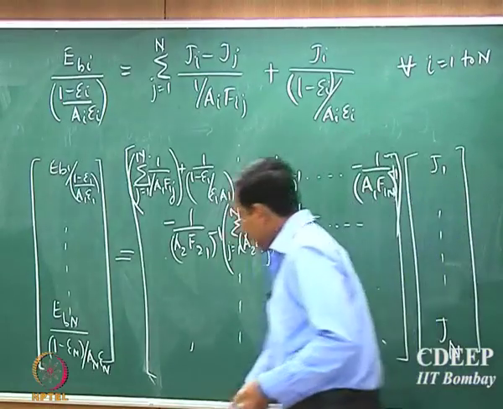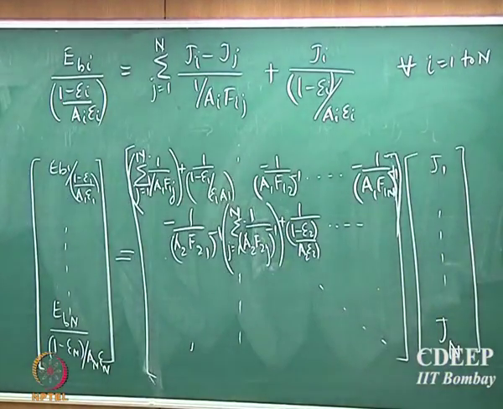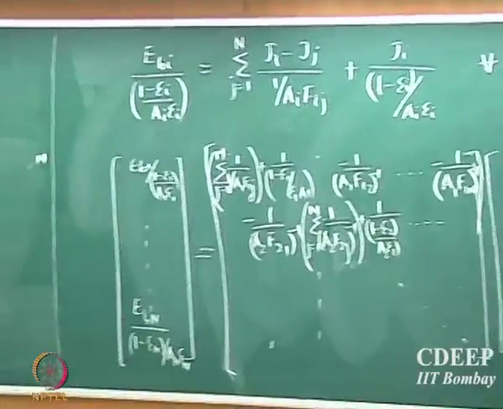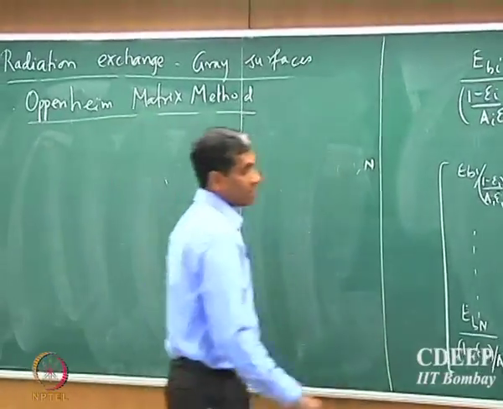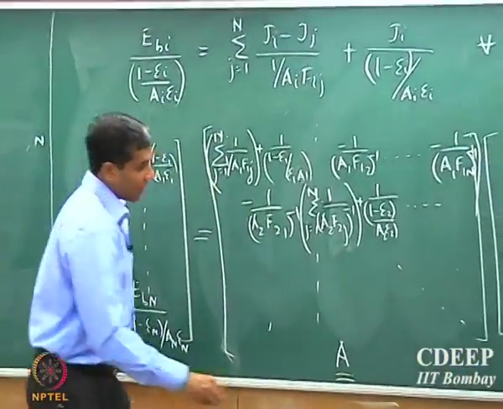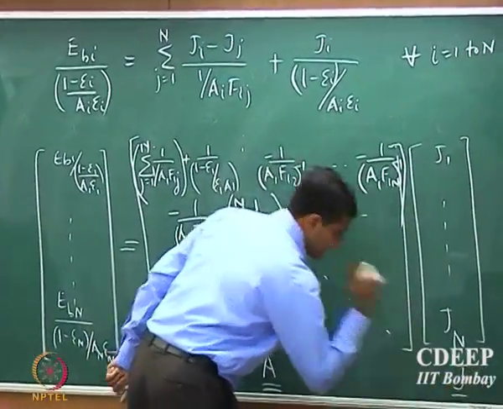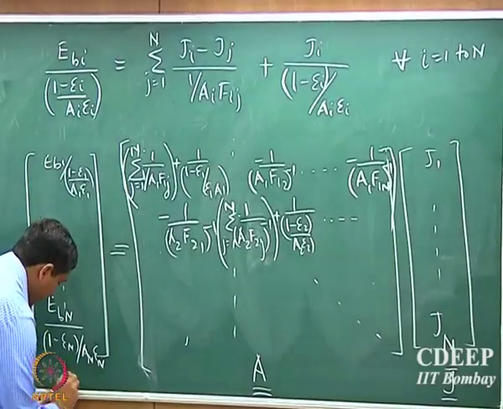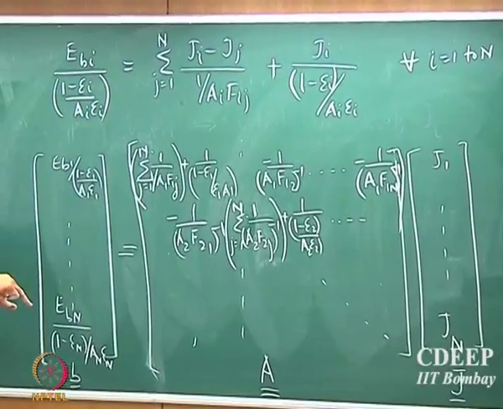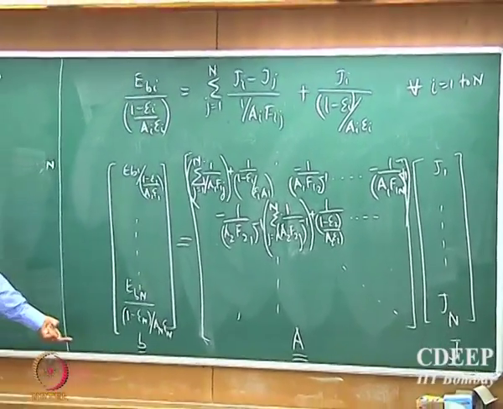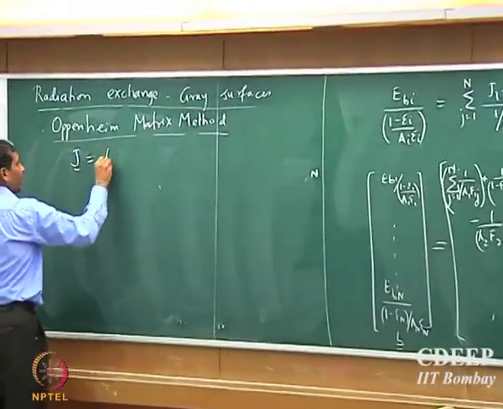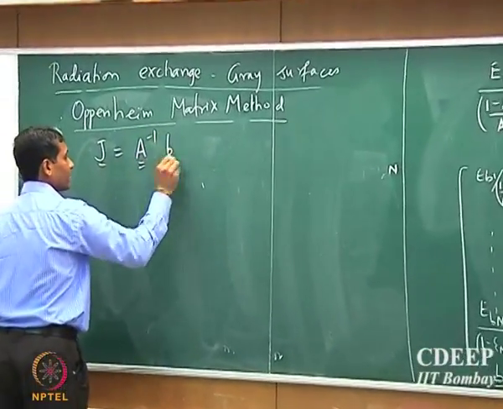Okay. So let's just quickly, if I call this matrix A, and if I call this the J vector, and if I call this the B vector, okay, so the total emission from all the surfaces is just the solution of this matrix problem, right. So J will be A inverse times B, okay.